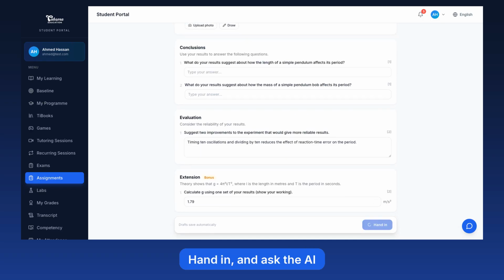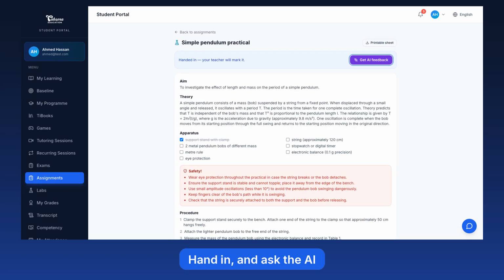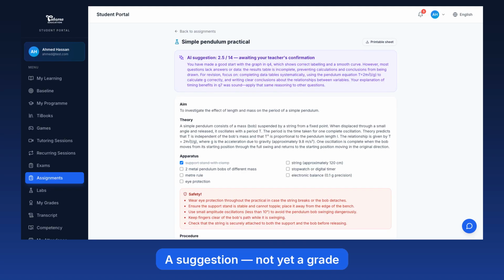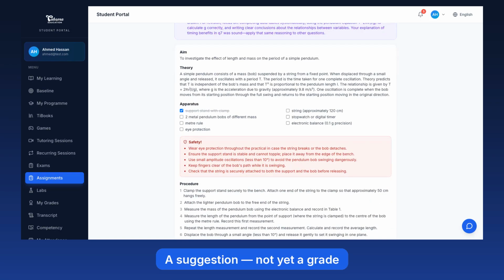Hand in, and rather than waiting for marking day, Ahmed asks for AI feedback right away. The AI marks every question against the tutor's mark schemes, including the graph. The suggestion comes back with a mark for each question and feedback on the whole practical.